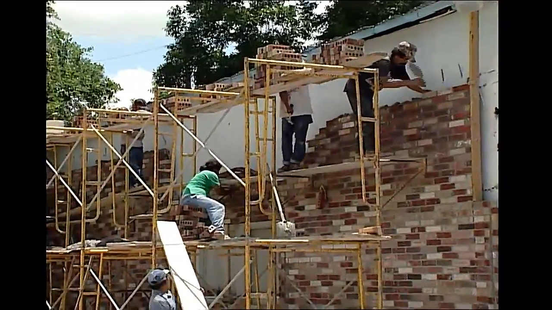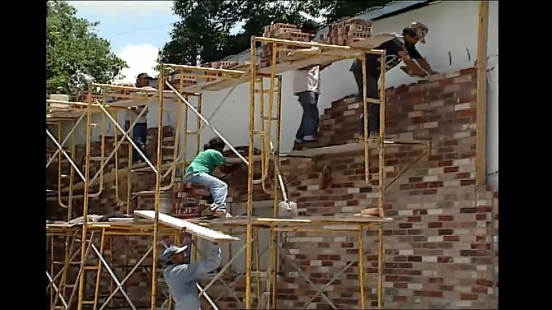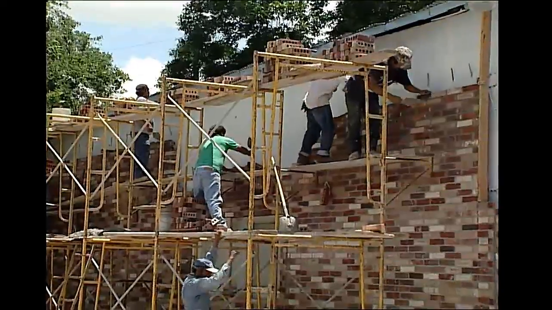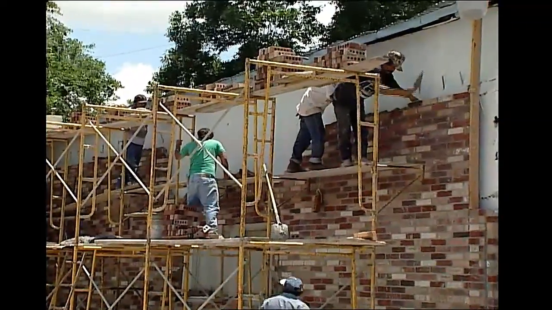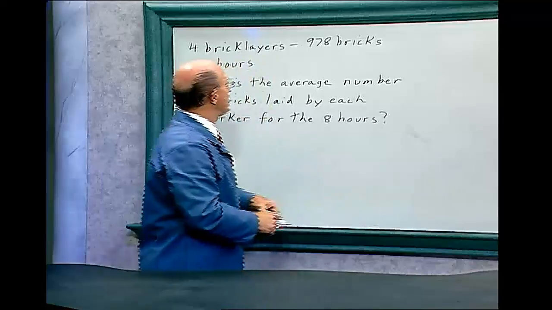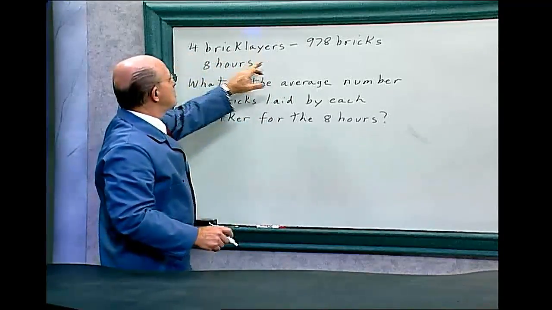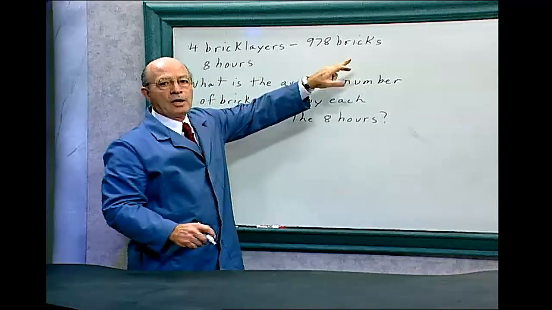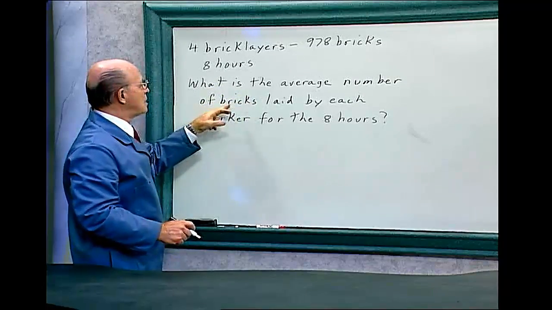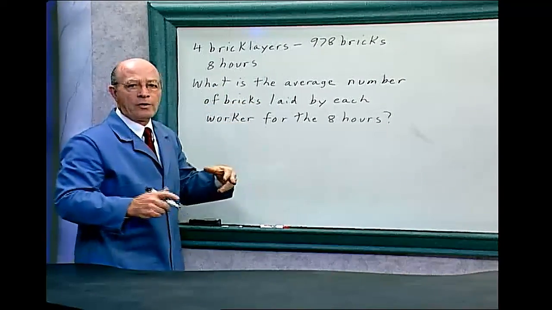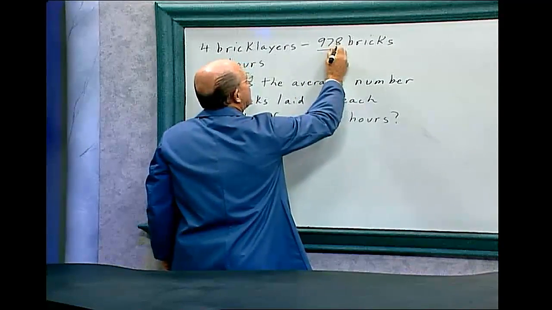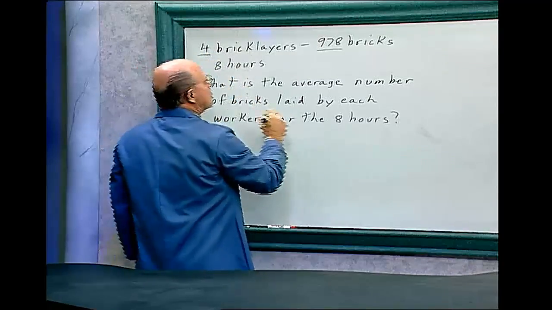If 4 bricklayers laid down 978 bricks in 8 hours, what is the average number of bricks laid by each worker for the 8 hours? Let's figure this out. The 4 bricklayers laid down 978 bricks in 8 hours. And the question is, what is the average number of bricks laid by each worker for the 8 hours? So what we have to do then is divide 978 by 4.